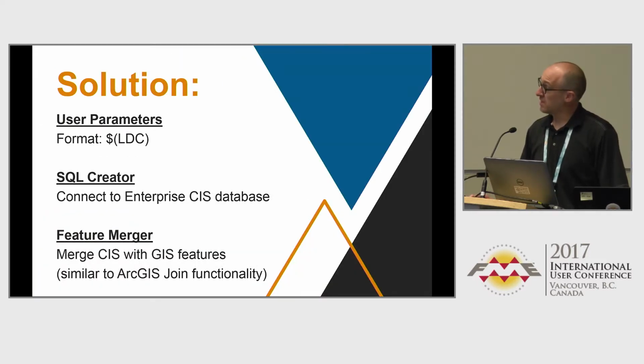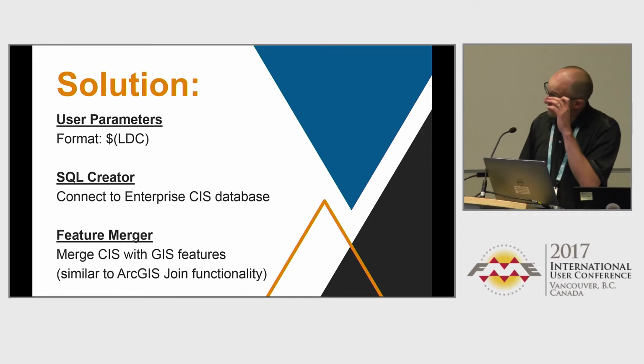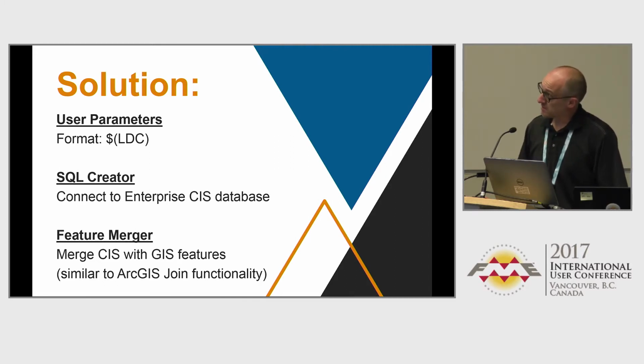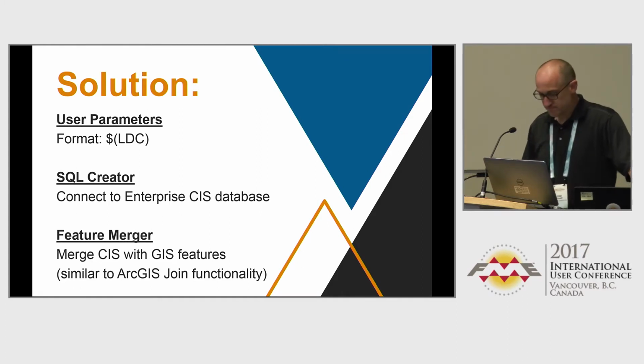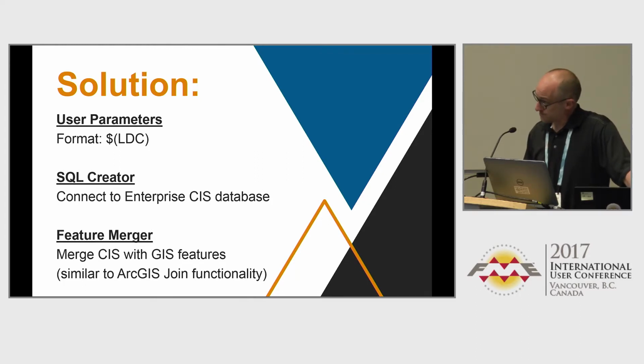So the solution that I've come up with to help with this type of reporting and analysis is to use user parameters within FME. And the format is important there. It's $, and you put the variable or the user parameter, which in this case is LDC, within the brackets. And I'll use SQL Creator to connect to our CIS database, which is a non-GIS database, and use feature merger to merge those two together, which is very similar to an ArcGIS join. It just does it in memory until you tell it that you want to write it out to something.